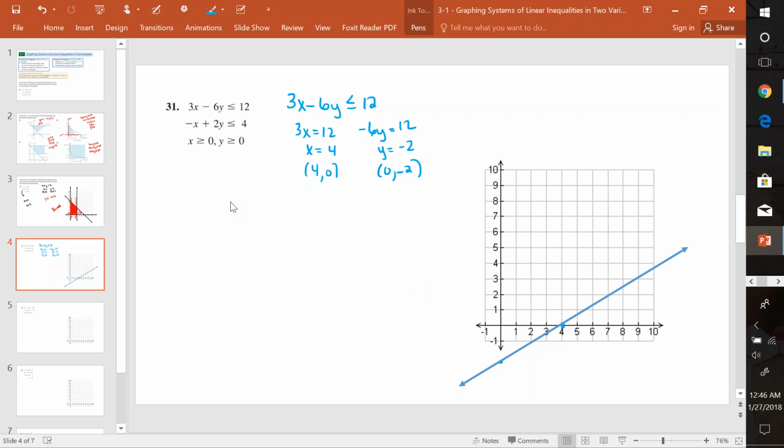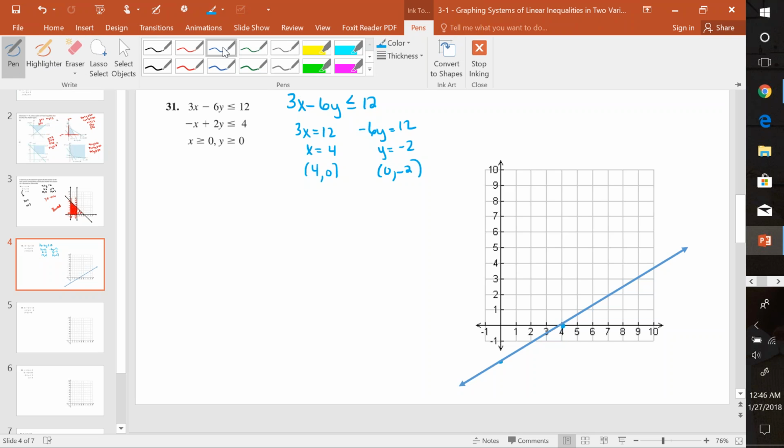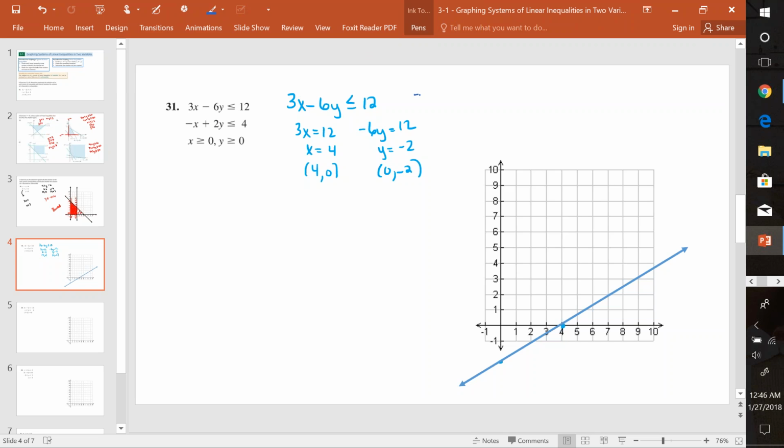Okay, so then this needs to be, if you solve this for y, this would be subtract the 3x over, so negative 6y is less than or equal to negative 3x plus 12. Divide everything by negative 6. That will flip the inequality. That's why it's so important to do that, and that would be 1/2 x minus 2.